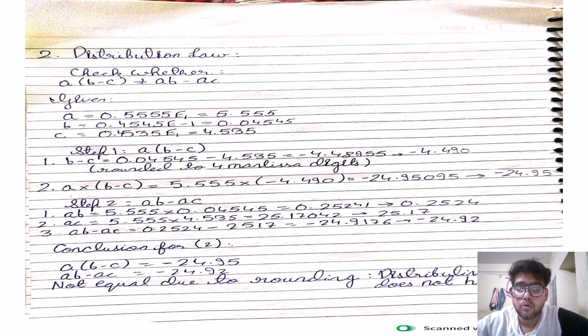And then in step 2 we will calculate the value of ab minus ac. So first we will calculate a times b, then a times c, and then ab minus ac. So a times b we will get 25.24, ac we will get 25.17, and ab minus ac we will have 24.72. So for the conclusion, a times (b minus c) is not equal to ab minus ac. In this case also we can see that it is not equal due to rounding off. So the distributive law of arithmetic does not hold in this case also.